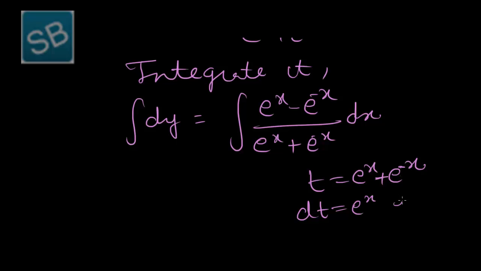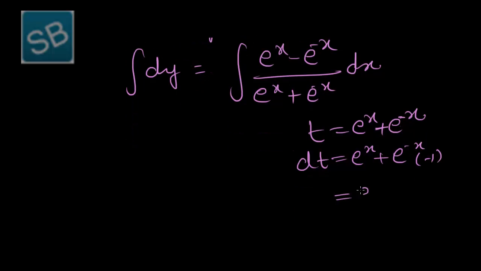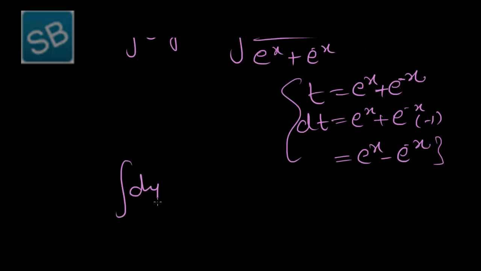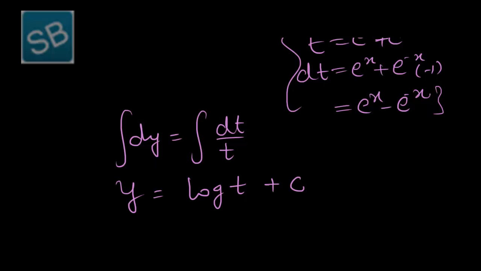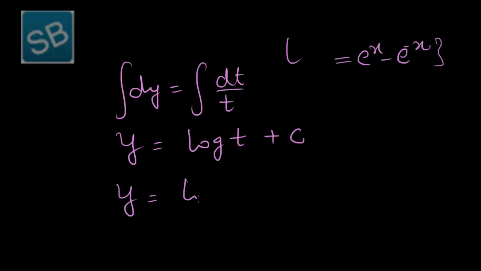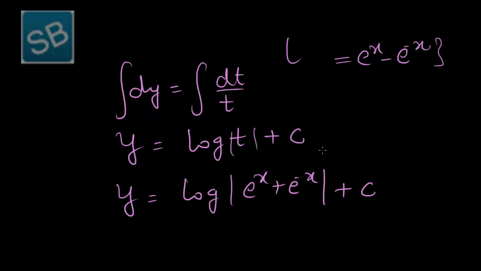The derivative of e raised to minus x is e raised to minus x into minus 1, the derivative of minus x. So we get dt is equal to e raised to power x minus e raised to power minus x. That is, we get dy is equal to dt over t. That is, we get y is equal to log t plus c. So here we can substitute the value of t, that is, log of e raised to power x plus e raised to minus x, plus c. That is the general solution of the given differential equation.